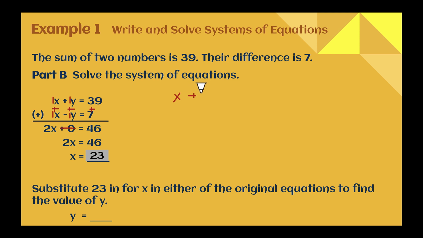X plus y is 39. So we know x is 23. So 23 plus something is 39. What is my missing value? I can subtract 23 from both sides and find that y is equal to 16. So if x is 23, y is 16. If I use the other equation, I could find that 23 minus 16 is 7. Those numbers have a difference of 7.